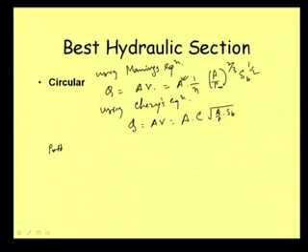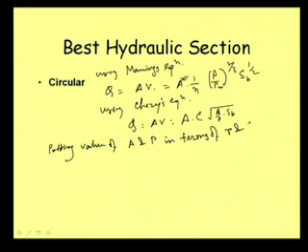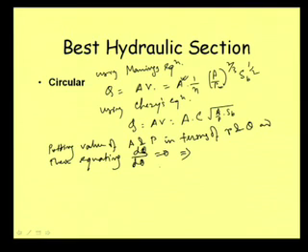So, with that intention, putting the values of A and P in terms of r and theta, and then equating dQ by d theta equal to 0, this gives us the value of y equal to 0.938 into d. This d is the depth of flow. So y is equal to 0.938 d. But this expression we get when we are using Manning's equation.